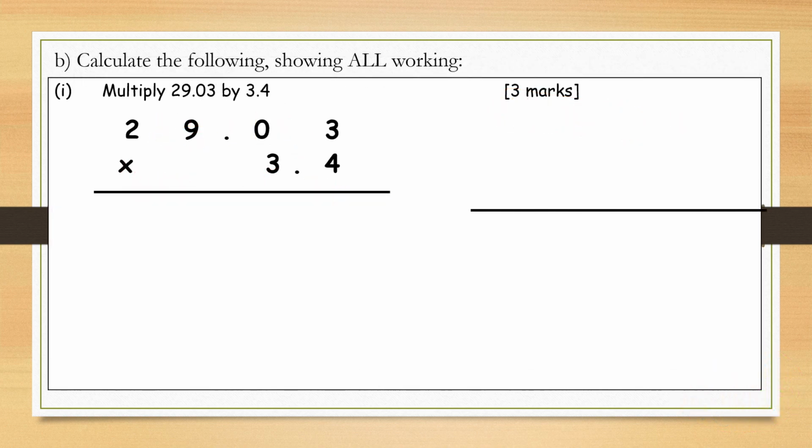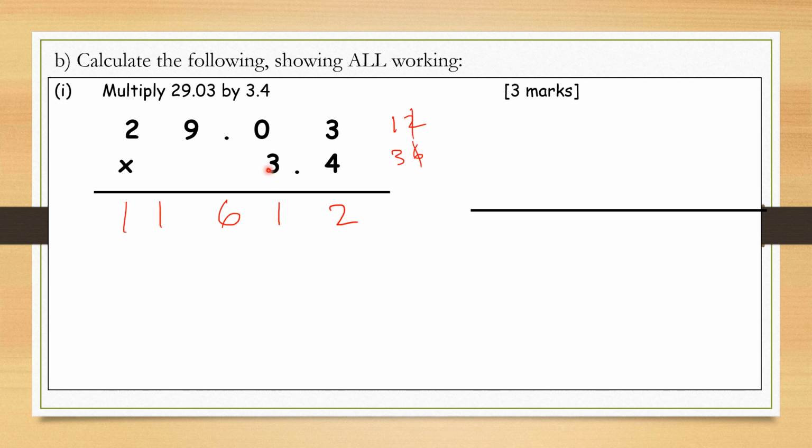Here we have B, part 2, 29.03 times 3.4. So this is the question here, and I've rewritten it here. Okay, so we're going to multiply. 4 times 3 is 12. I'm going to put my 2 here. 4 times 0 is 0. We're going to take the 1 and put it here. 4 times 9 is 36, and put my 6 here. 4 times 2 is 8 and 3 is 11.